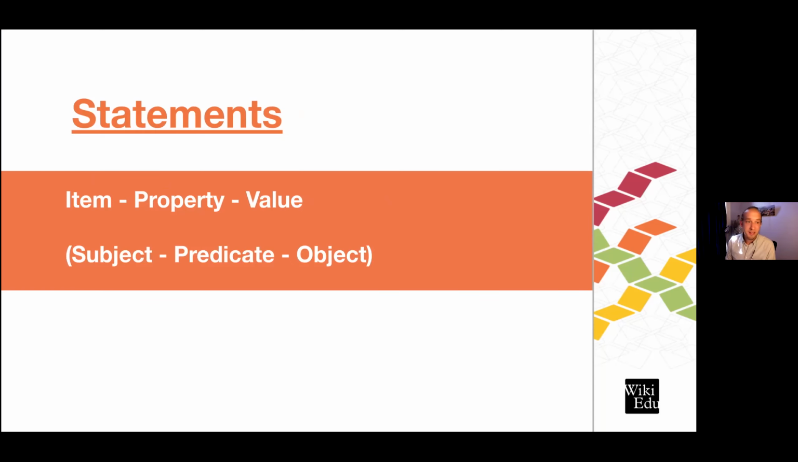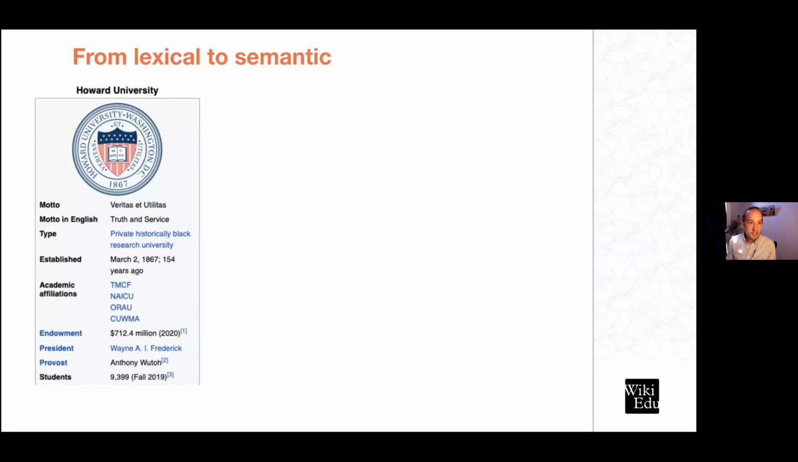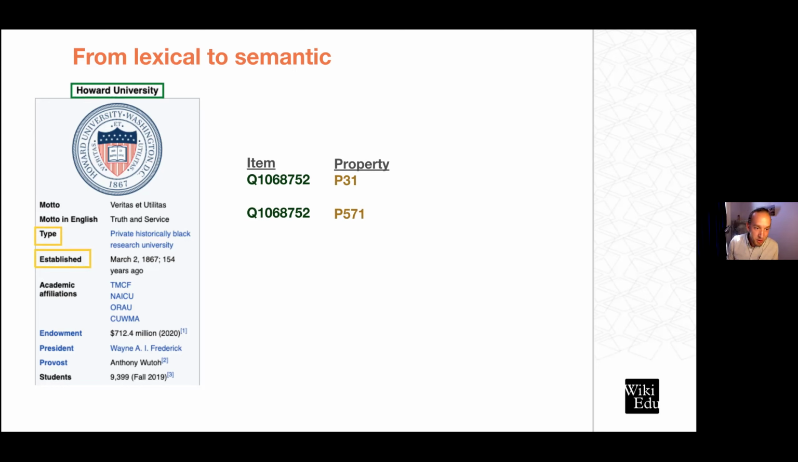So I've pulled up an example here. This is an info box from Wikipedia from Howard University. And this Q number is the number for Howard. It's specifically and unique to Howard. And so that's highlighted right here. The relationship are these properties. So what kind of thing it is? It's a private historically Black research university. When was it established? March 2nd, 1867, and you can see that those are the values.